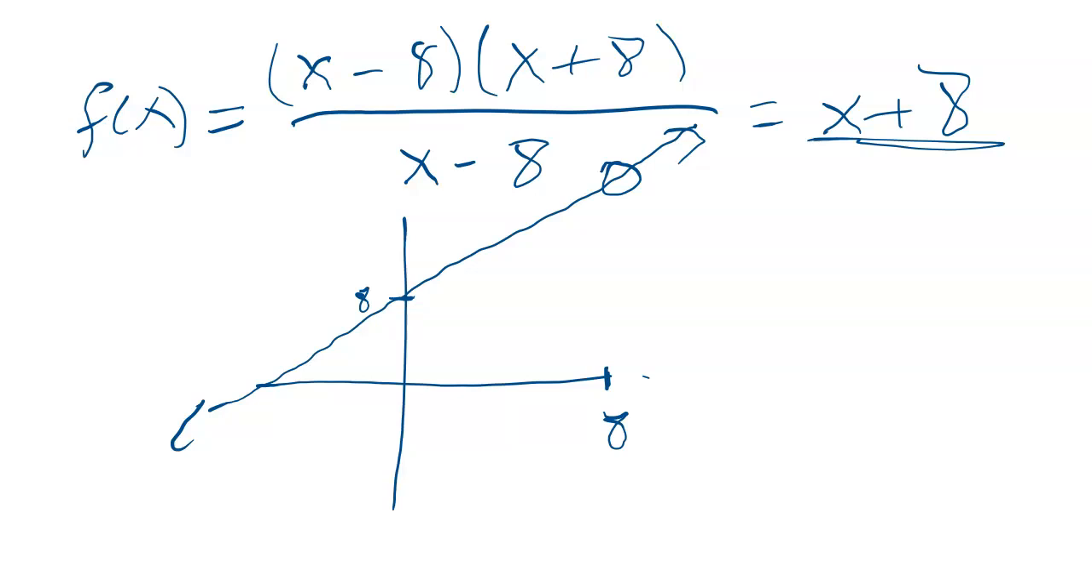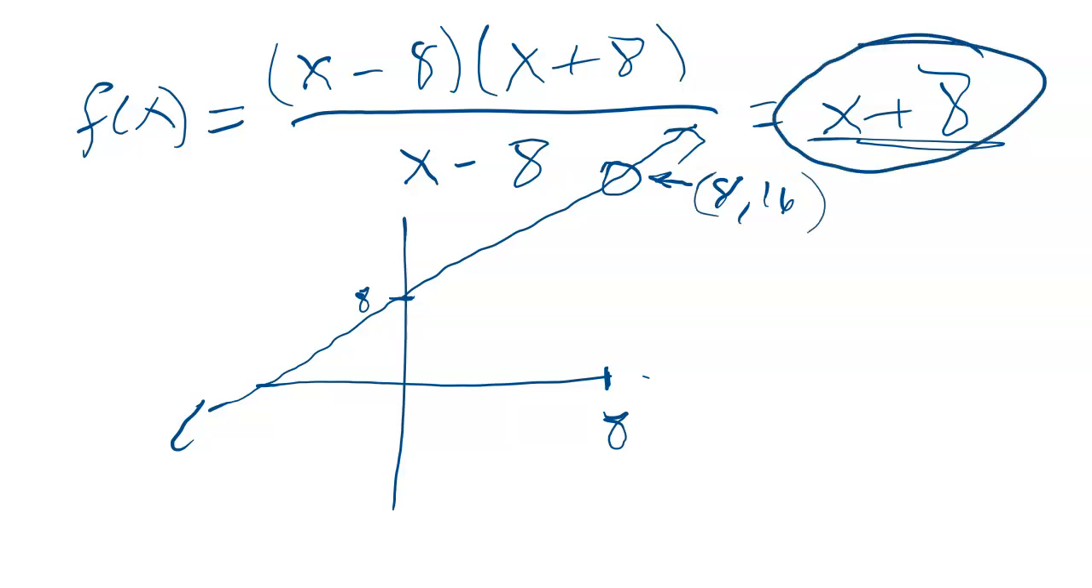That's what it looks like. And it's really important that you include this open hole. And if you want, you can give the coordinates. It would be (8, 16). It's not bad. This is going to be like the quickest homework ever. 33.